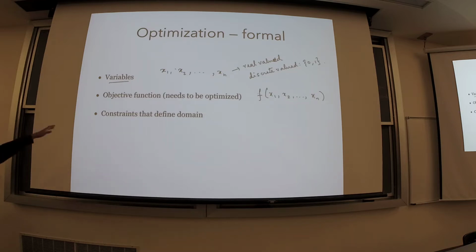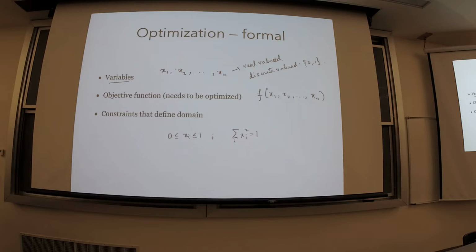And you have constraints that basically define this domain. A common example could be 0 less than or equal to xi less than or equal to 1. Sometimes you can have constraints like the sum over i of xi squared equals 1. This is another common constraint that you can consider. So this is the abstract optimization setting.